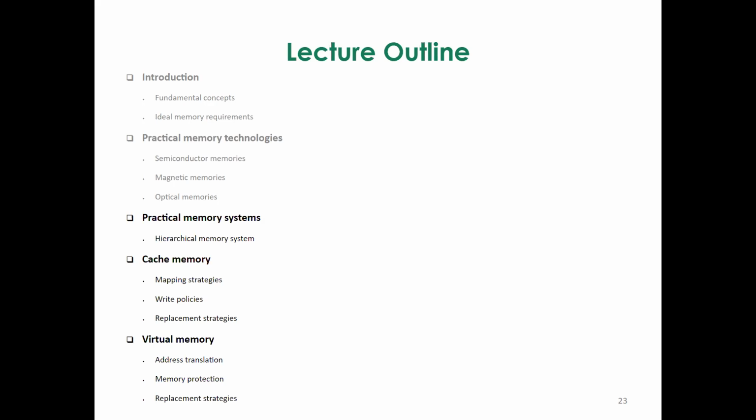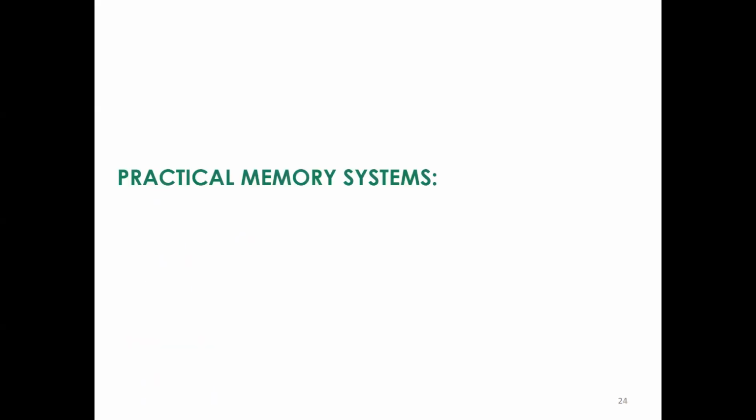requirements. And therefore, what we intend to do in this session is to look at how practical memory systems use a hierarchy of memory technologies to mimic, or to give an illusion of, an ideal memory system, meaning one that is fast, one that is large, one that supports all or many of those ideal requirements that we discussed in the previous session.